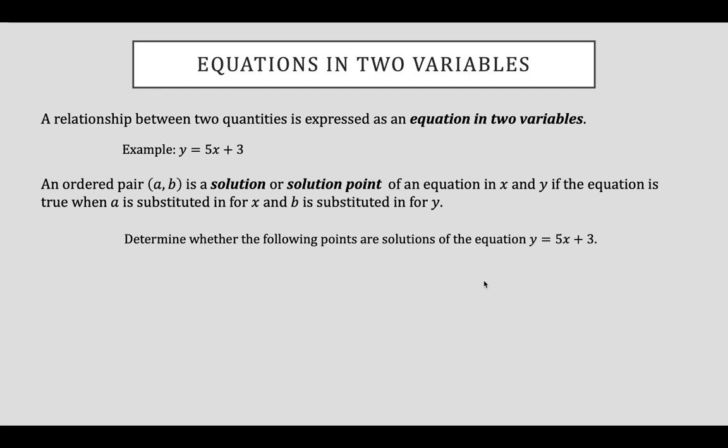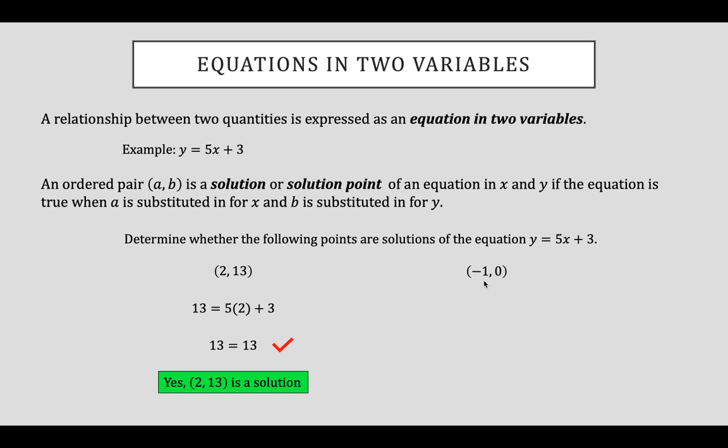Determine whether the following points are solutions of the equation y equals 5x plus 3. The first one is the ordered pair (2, 13). What we are going to do is substitute the 2 in for x and the 13 in for y. This gives us 13 is equal to 5 times 2 plus 3. Doing out the algebra, 5 times 2 gives us 10, plus 3 does indeed give us 13. Because we end up with a true statement, this means that (2, 13) is a solution to the equation, and it is a point on the graph.